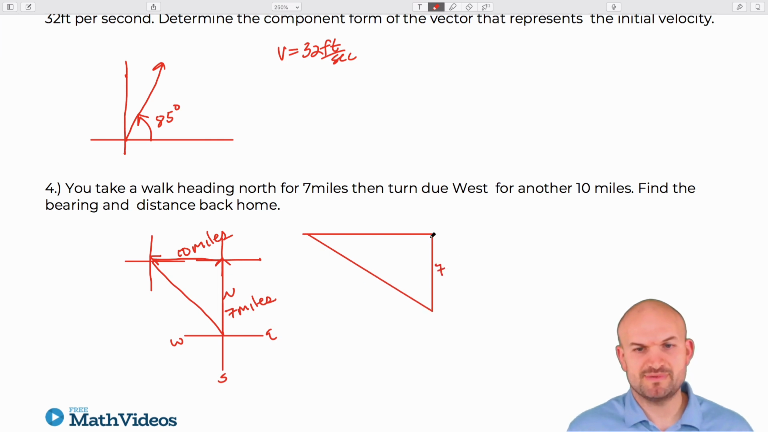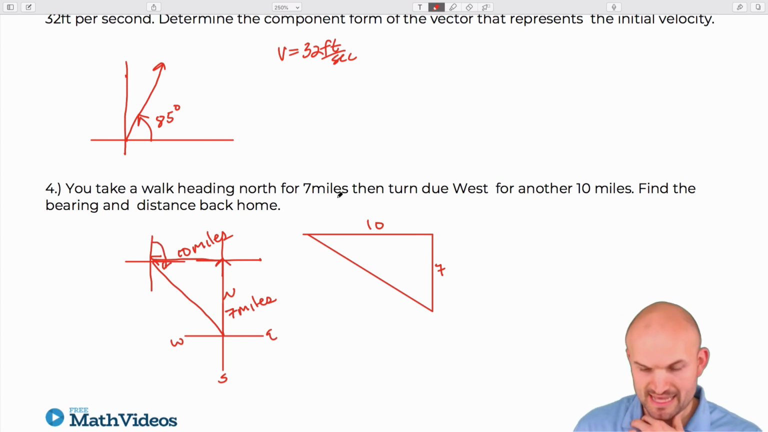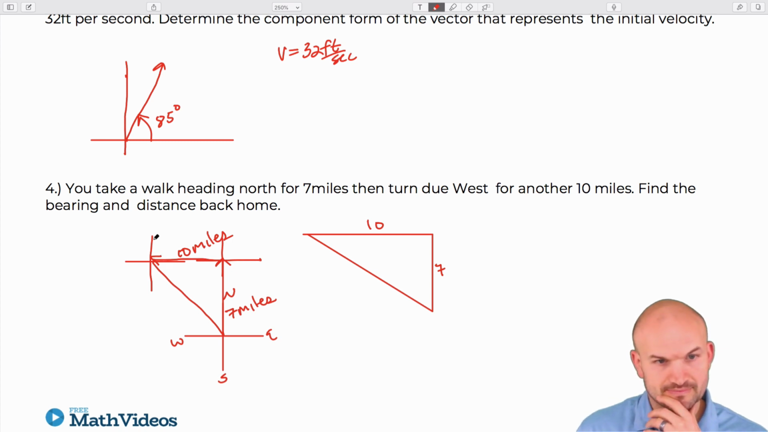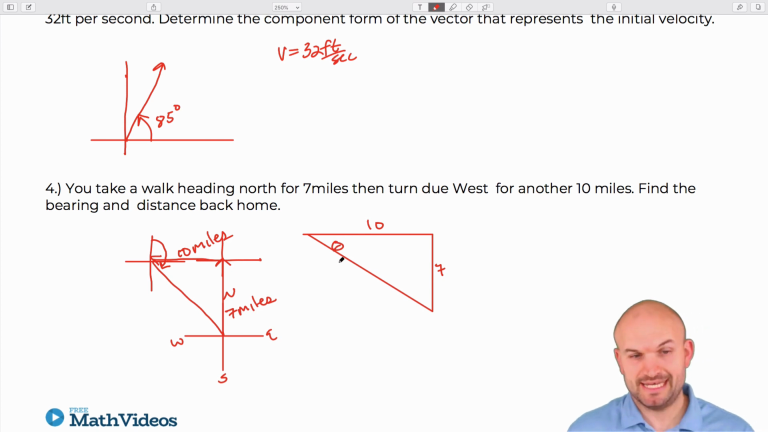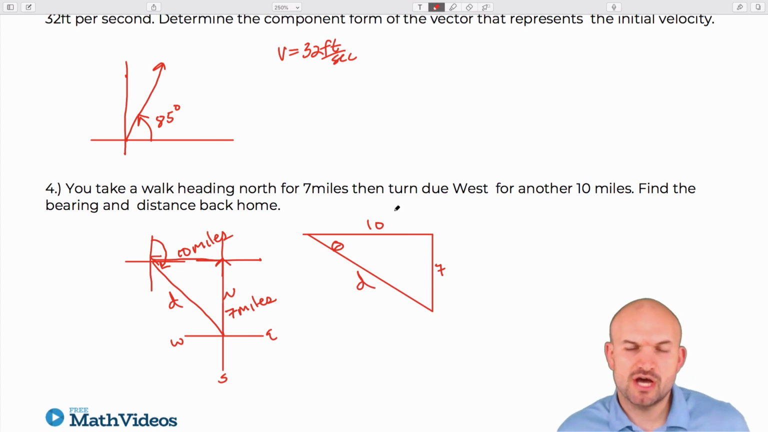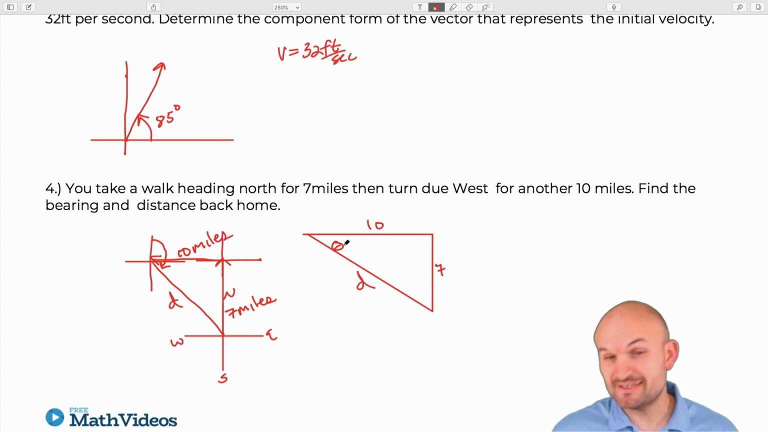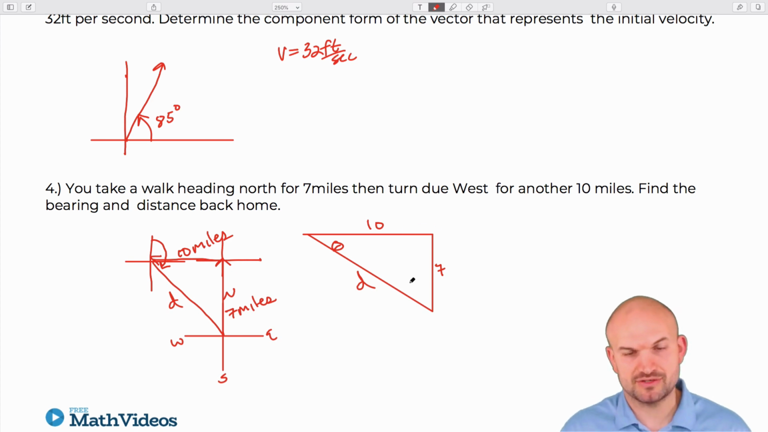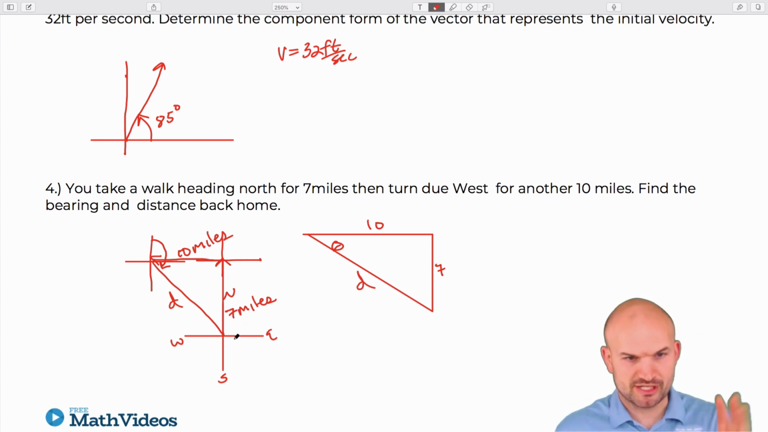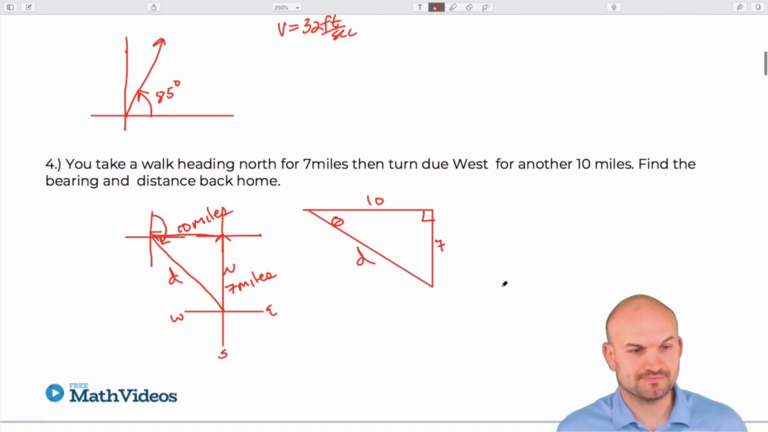We can say that that's going to be 7. That's going to be 10. Now, the bearing is going to be from here to here, right? So to be able to find that bearing, though, let me draw it a little bit bigger. To be able to find that bearing, we're going to need to figure out what theta is. And then also it's asking what the distance back home is, so we'll also need to find that. So we'll need to find that angle as well as that distance. But at least you can see the picture. You're walking 7 miles north, and then you're walking 10 miles to the west. And that creates a 90-degree triangle.